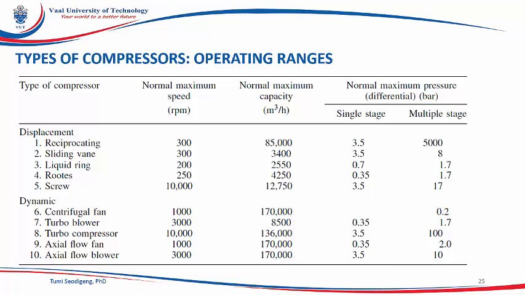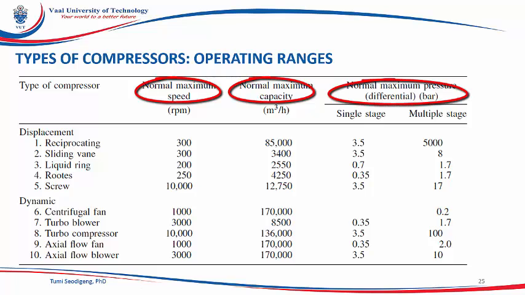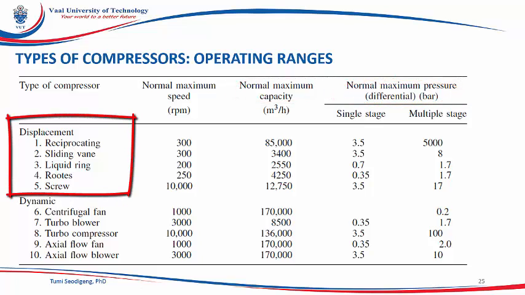This table shows the operating ranges of most compressor types in terms of maximum speed, maximum flow capacity in cubic meters per hour, and maximum pressure differential. As you can see, this covers several types of positive displacement compressors and dynamic compressors.